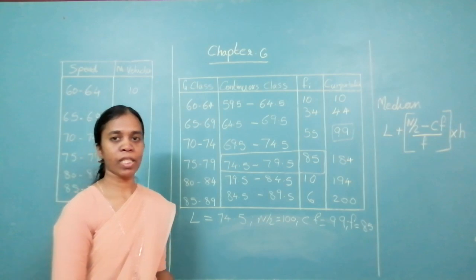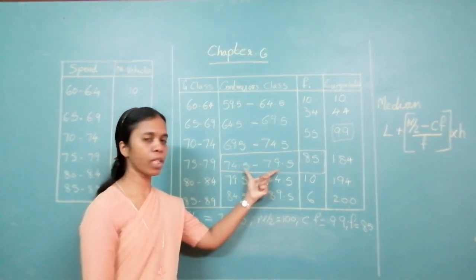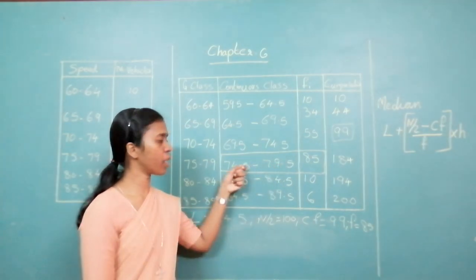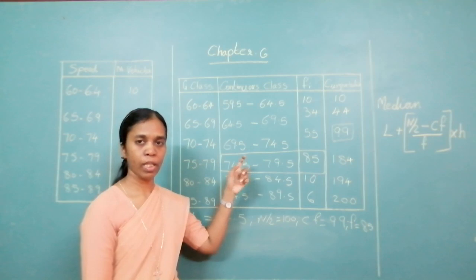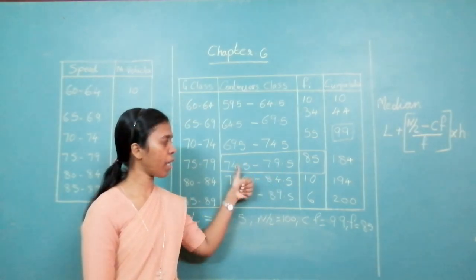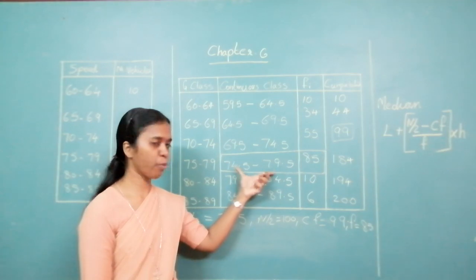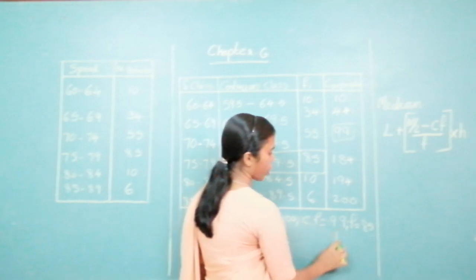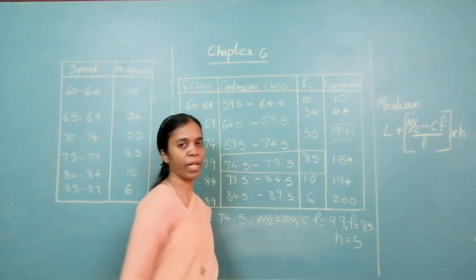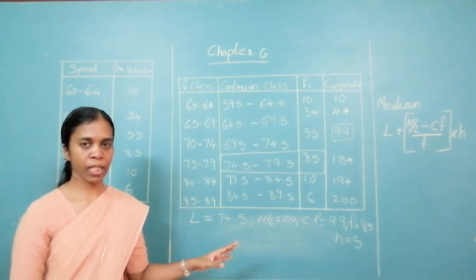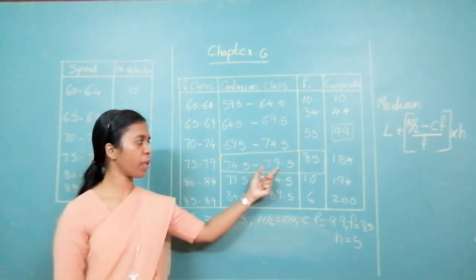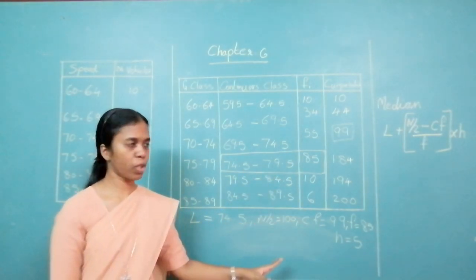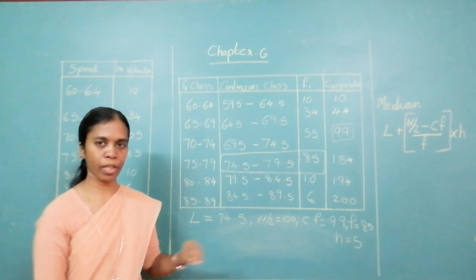What is H? H is the class width. That is the difference between the upper limit and the lower limit of the median class. Now how much is it? 79.5 minus 74.5. So your H is equal to 5. I repeat, what is H? H is the class width, that is the upper limit minus the lower limit. I suppose this much is clear to you. This is all we require to find it.